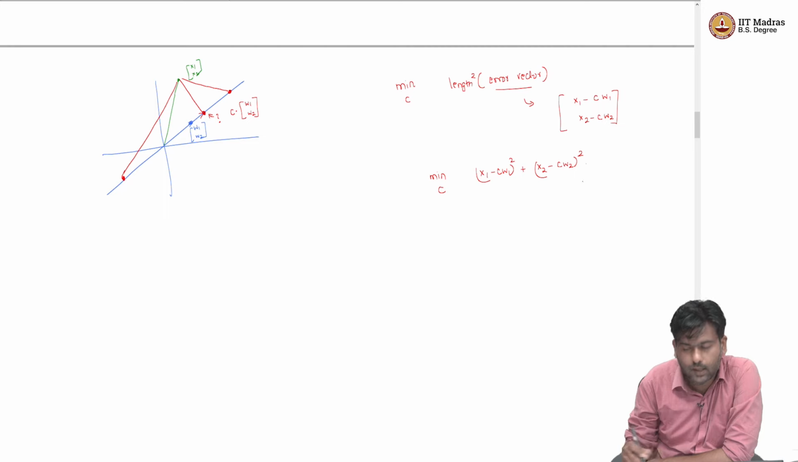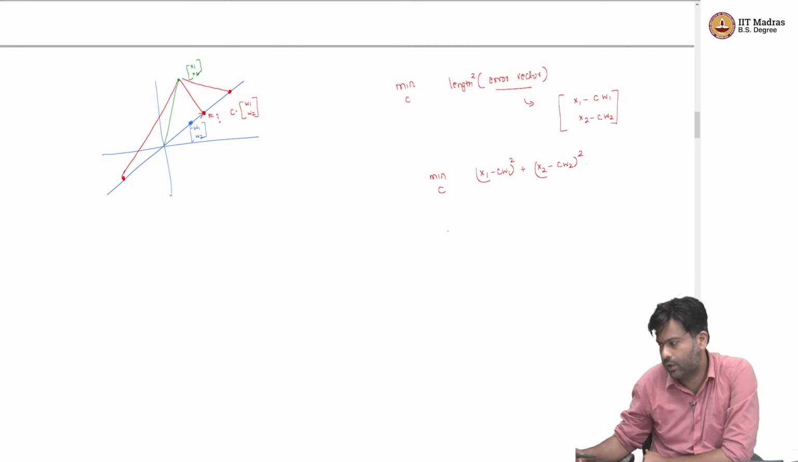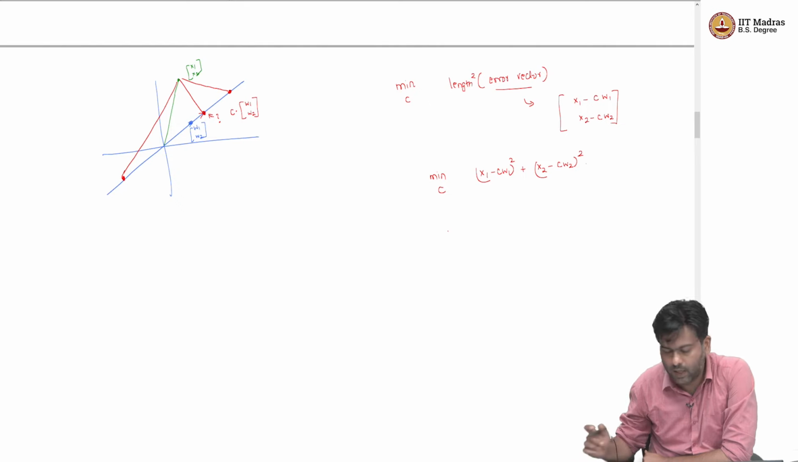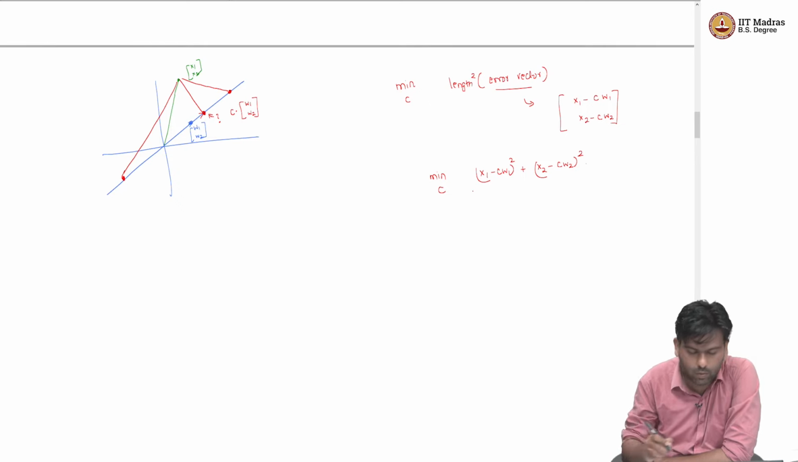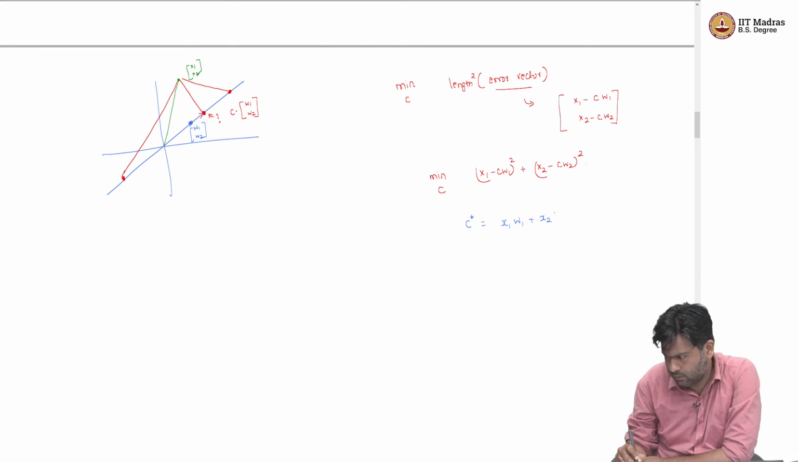Now, here is an exercise: take the derivative of this function with respect to c, equate it to 0, and see what we get. I am not going to do the derivation, it is a very simple derivation, I will leave that as an exercise. But if you do that, you will observe that c star will have the following form: x1 w1 plus x2 w2 divided by w1 squared plus w2 squared, right.